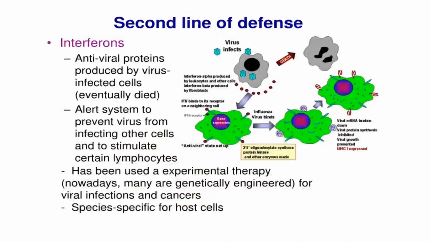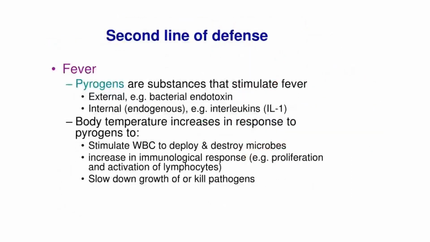Interferons we have discussed. They are antiviral proteins produced by the dying cell in response to some virus, to protect the surrounding cells from that very virus. Fever, again, we have discussed. Two types of fever are there: one is localized, the second is systemic fever.